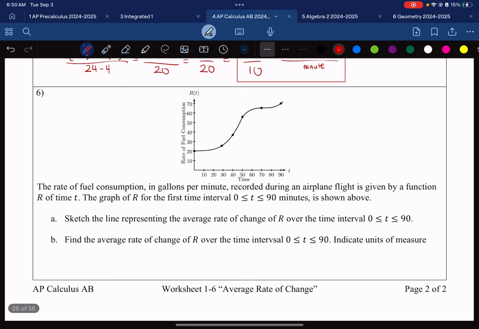And lastly, we have number 6. So again, I'm going to kind of ignore the context. It doesn't matter for these types of problems, luckily. Find the average rate of change between 0 and 90. So 0 and 90, just connecting those 2 points. And we have our secant line.